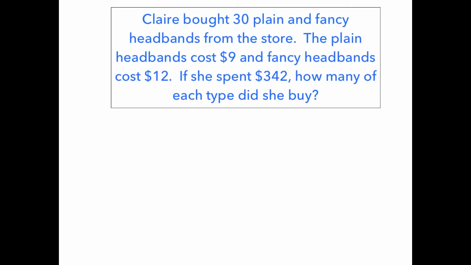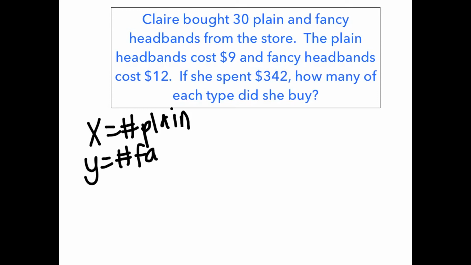The first thing you always want to do is identify your variables. It says here, how many of each type did she buy? Well, she bought plain and fancy headbands. So we need a variable for the number of plain headbands, which I'm going to use as X, and we need a variable for the number of fancy headbands, which I'm going to use Y.